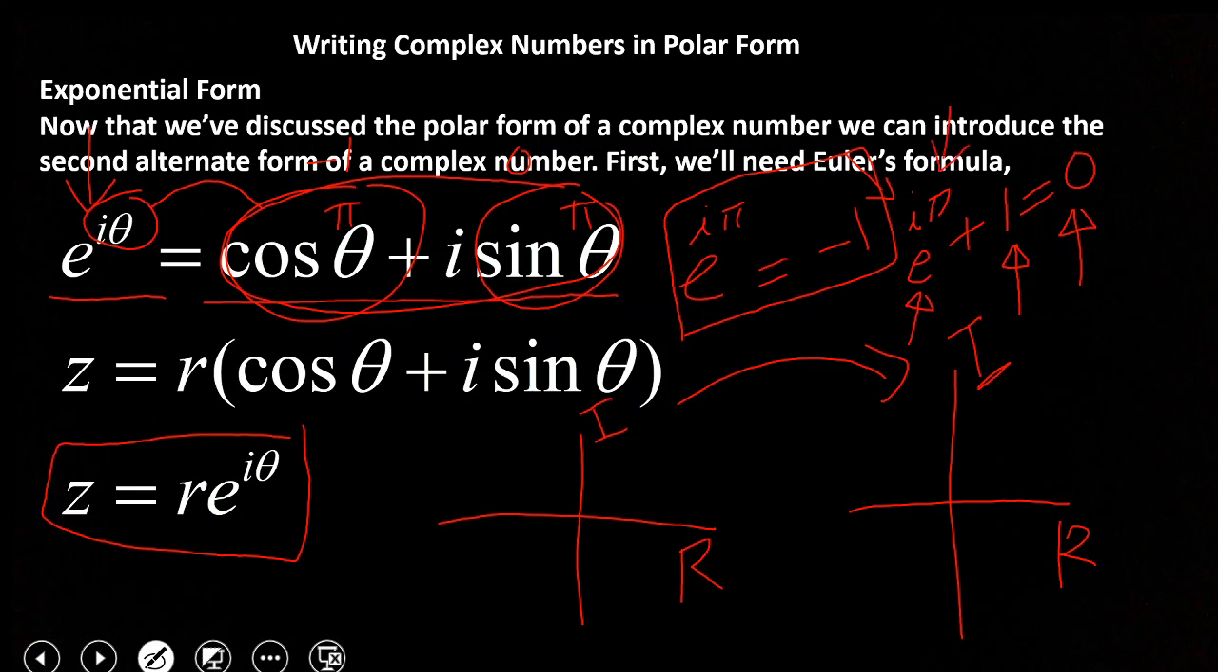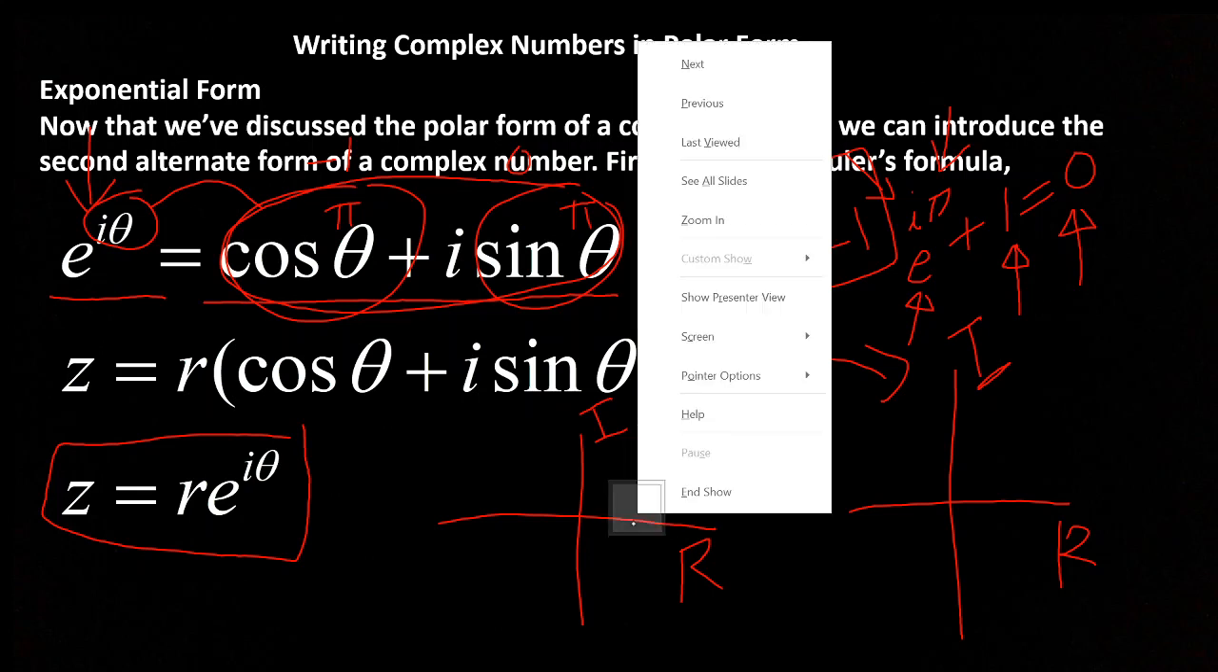e, i, pi, 1, and 0. And this equation relates them all. It's called Euler's equation. And this is Euler's formula.